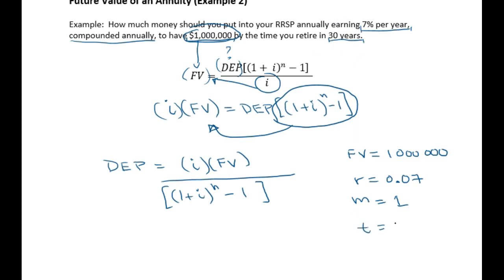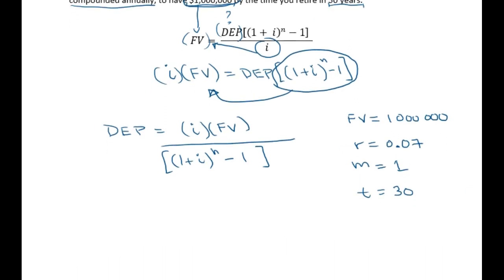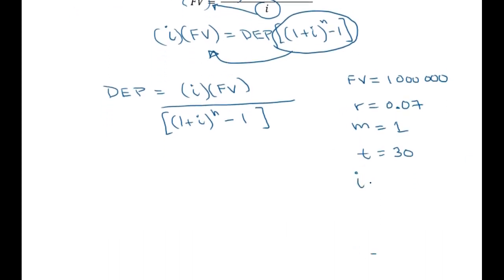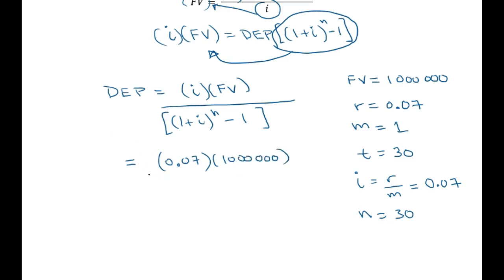So our T value is 30, and then we can calculate our I value, which is R divided by M. In this case, M is 1, so it ends up just being our R value. And as well, our N value, since our M value is 1, ends up just being our T value of 30, and we can substitute into our formula. So 0.07 times our future value, which we want to be $1 million, divided by (1 plus our interest, 0.07) to the exponent 30, minus 1.